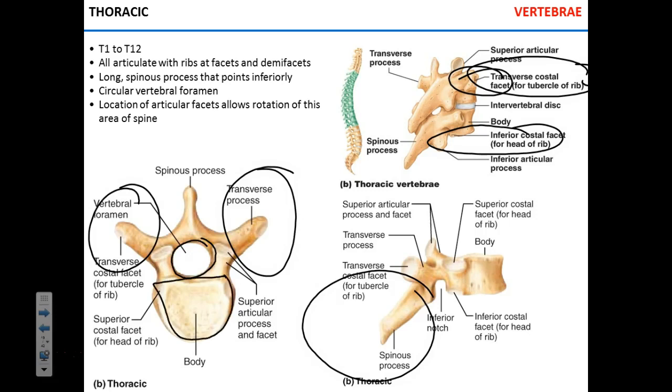It also has articular facets. So superior articular processes and facets and inferior articular processes and facets allow thoracic vertebrae to rotate against each other. So they allow that sliding. Does that make sense? That's why you can do this. That makes sense.